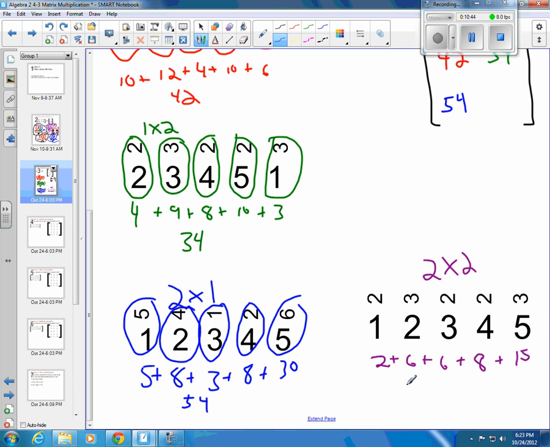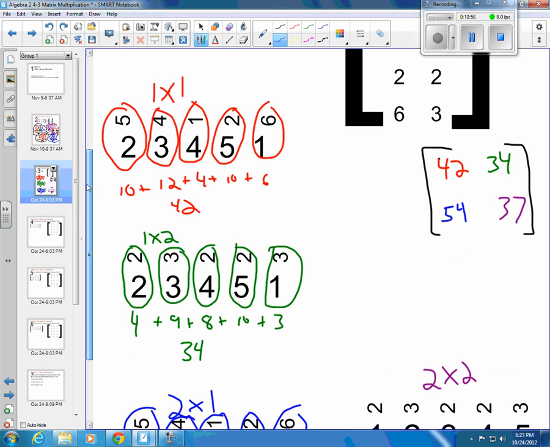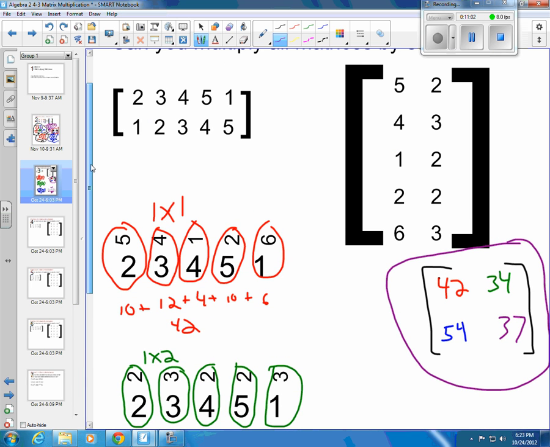And you end up with 2 plus 6 plus 6 plus 8 plus 15, and you get 37. So my second row, second column, answer is going to be 37. And this would be my resultant matrix when I multiply those two matrices together.